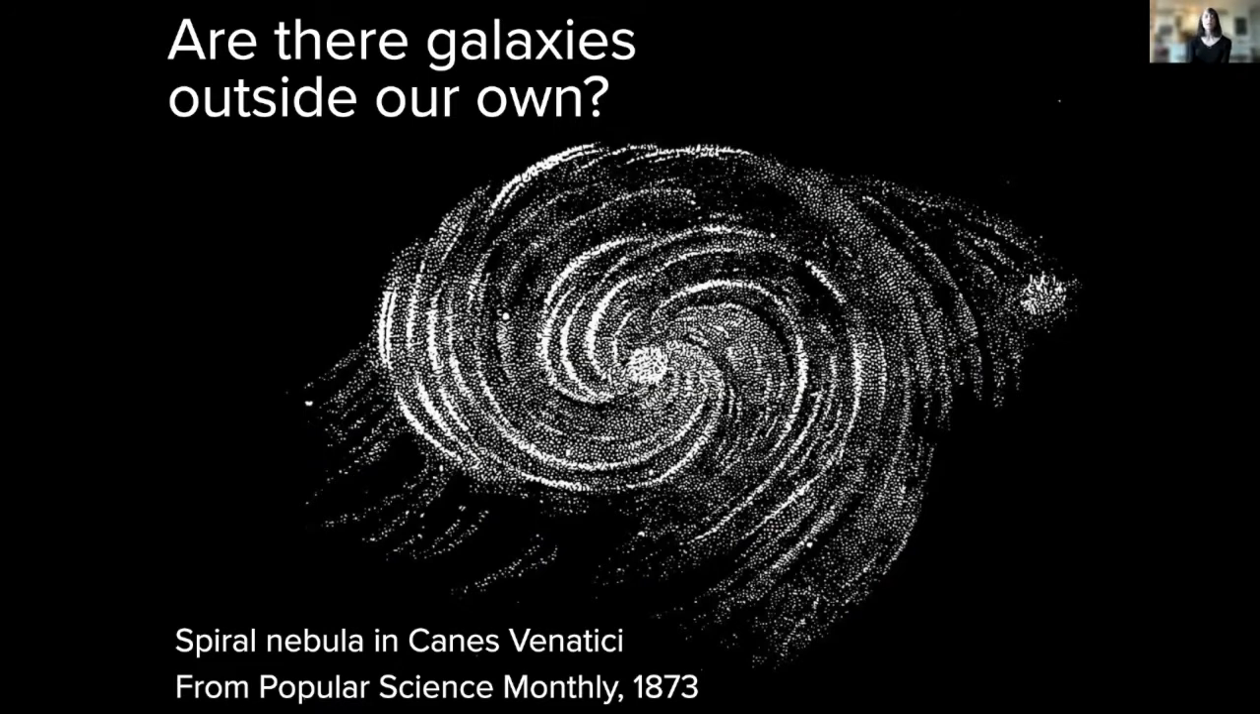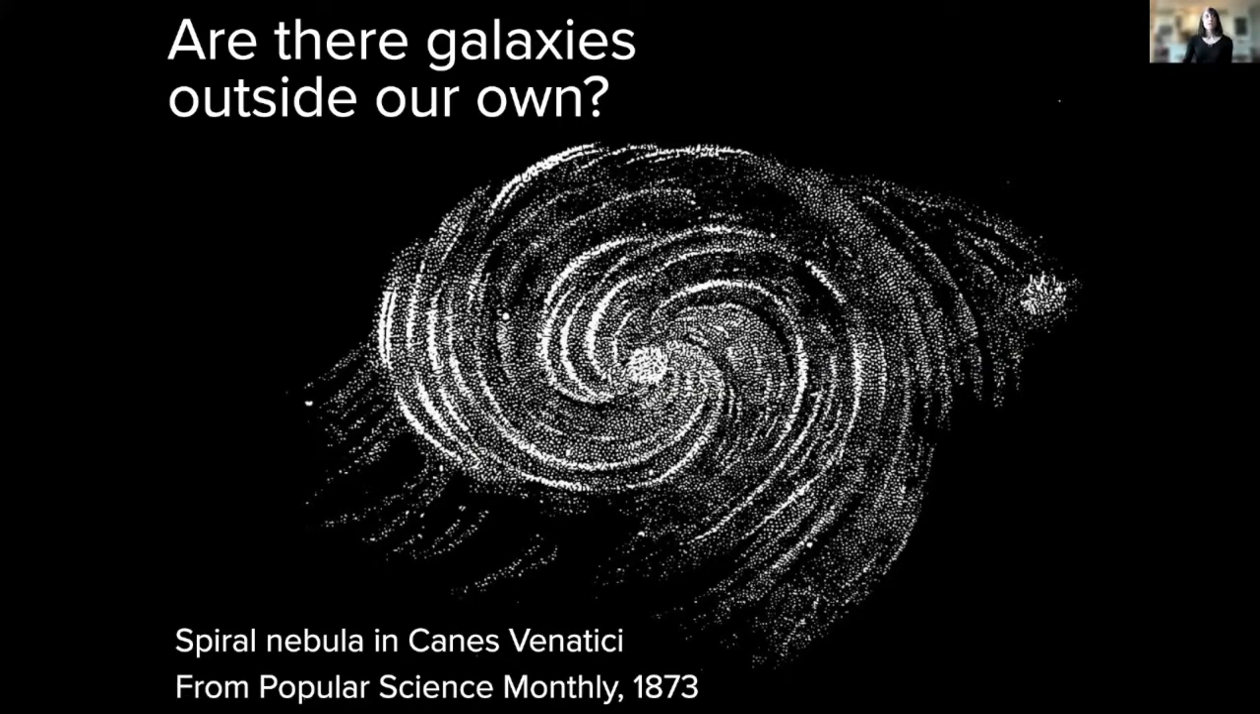This drawing here that you're looking at is a drawing of what was called a spiral nebula at the time. This was from a magazine in 1873. People observed that there were these spiral things in the sky, but they didn't know whether they were just clouds of gas or something like that in our own galaxy, or whether they were actually galaxies entirely outside of our own.